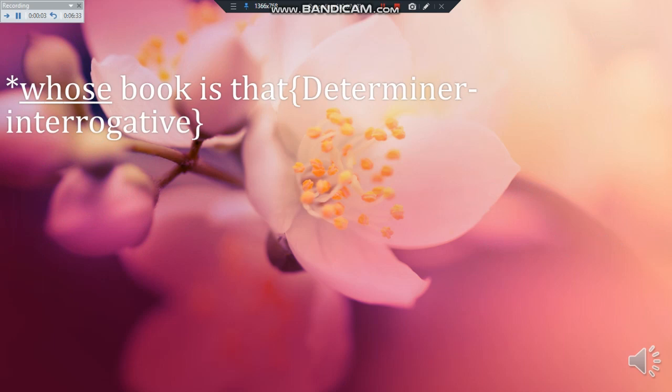Here one example is more. Whose book is that? Here determiner whose is interrogative, used as an interrogative determiner.